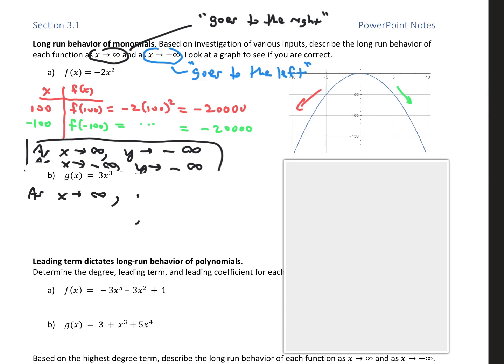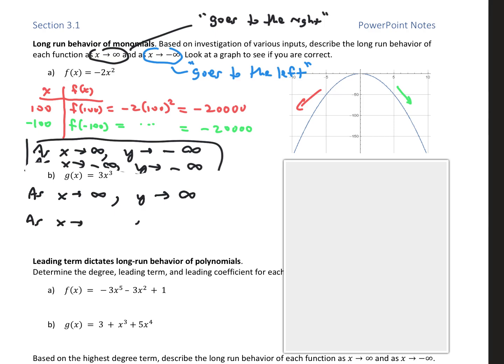as x goes out to the right, the y's are going up in this case. If you use x equals 100 as your sample point, the y coordinate for that is going to be 3 million. So very, very big positive number.